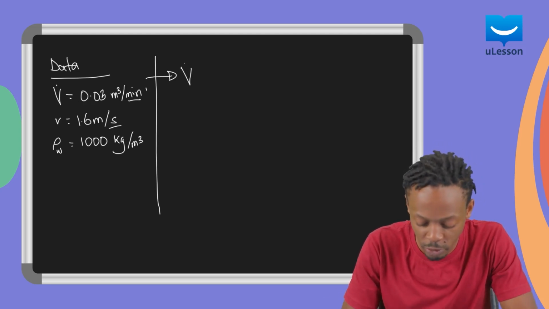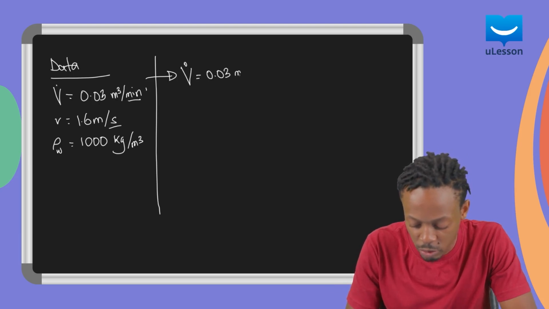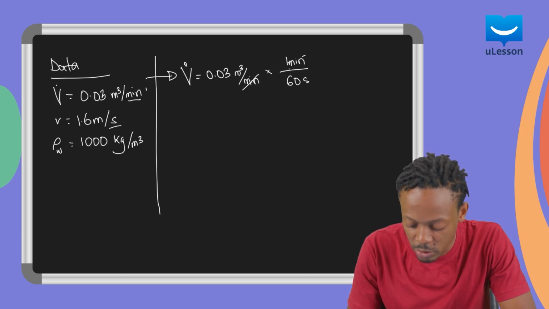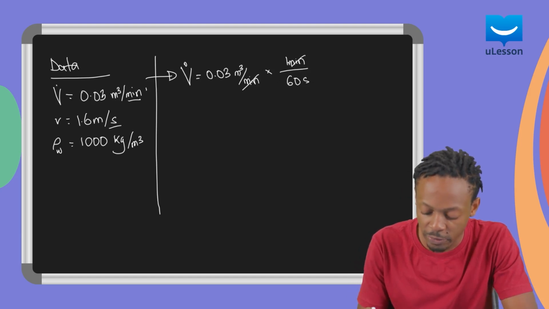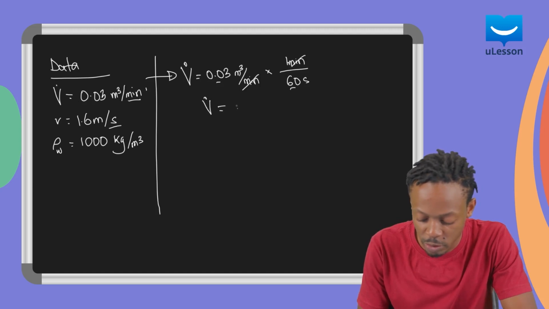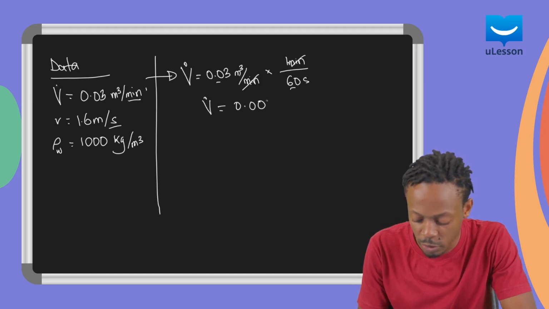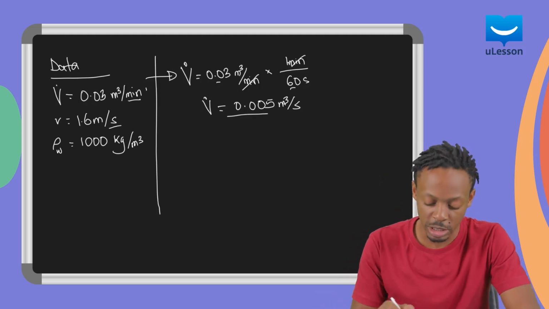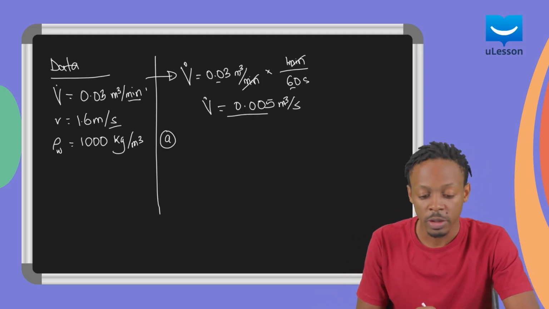So our volume flow rate here is 0.03 cubic meters per minute, and we know that 1 minute has 60 seconds in it. This will cancel this out here, and when we divide, we have our volume flow rate to be 0.005 cubic meters per second, right? So now we can use this in our equations.